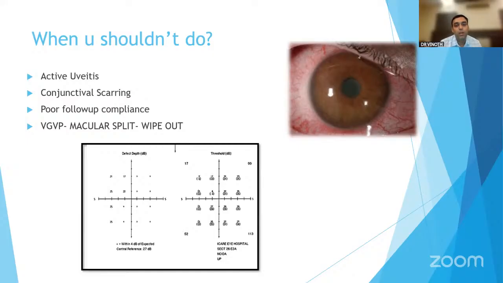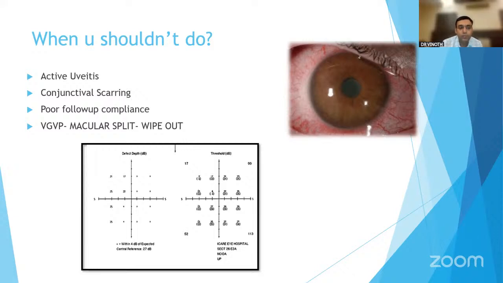Follow-up is the most important. Doing a trab is easy, but the patient has to come for follow-up. At that time, whether the pressure is high or low, whether you have to do the suture lysis or release the suture, a releasable suture has to be removed, or you have to give a massage. Those things are important. So compliance regarding the follow-up is the most important one.